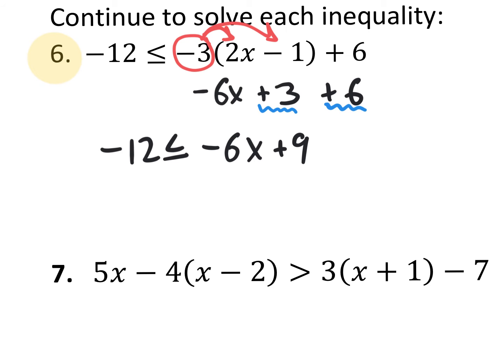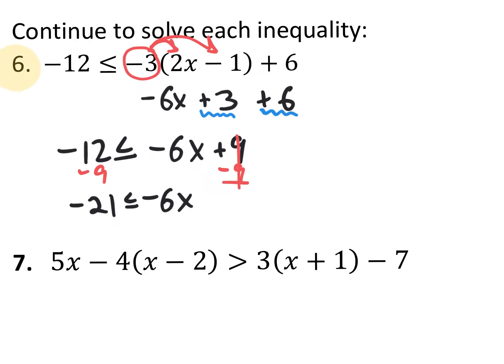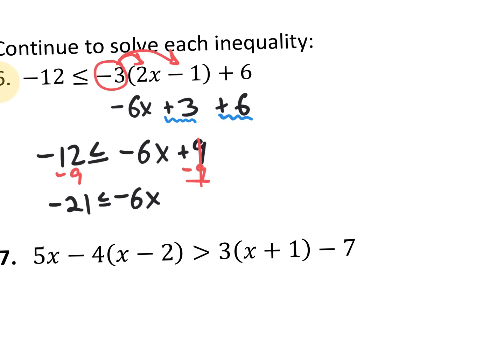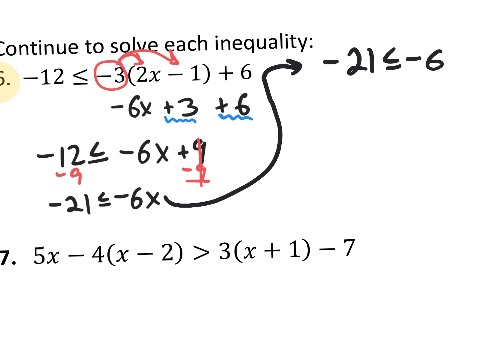So let's say I did want to get the x by itself on the right side. Let's get that 9 out of there by subtracting 9. Subtracting 9, we will have negative 21 is less than or equal to negative 6x. And you know what? To make it less confusing, since I'm running out of space, I am going to rewrite this exact inequality over here. Negative 21 is less than or equal to negative 6x.